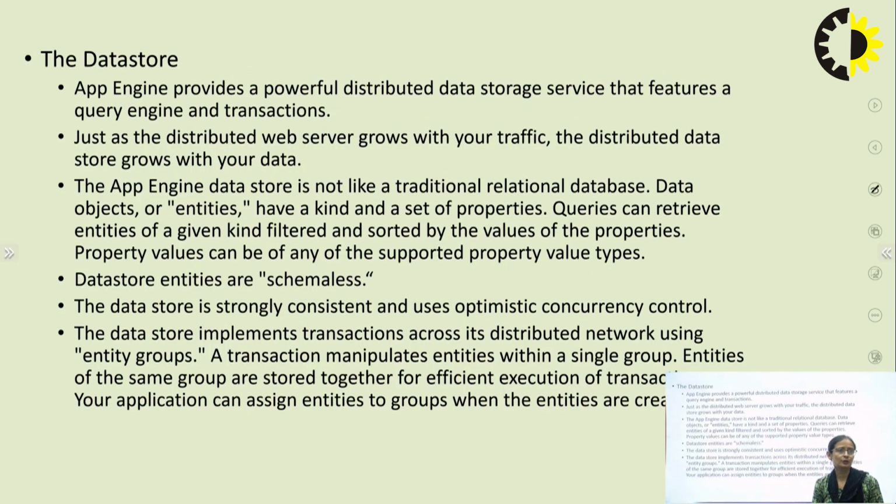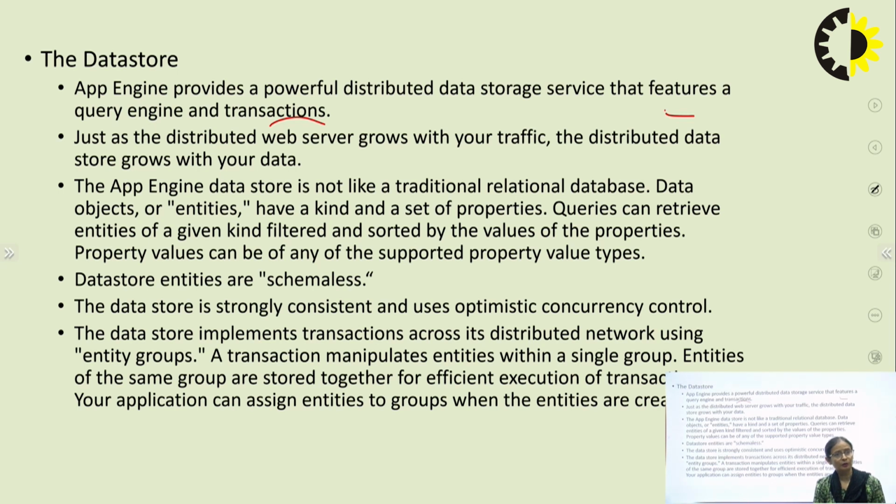The first one is the data store. App Engine provides a powerful distributed data storage service that features a query engine and transactions. Just as the distributed web server grows with your traffic, the distributed data store grows with your data. The App Engine data store is not like a traditional relational database. Data objects, here called entities, have a kind and a set of properties. Queries can retrieve the entities of a given kind, filtered and sorted by the values of the properties provided by the user.